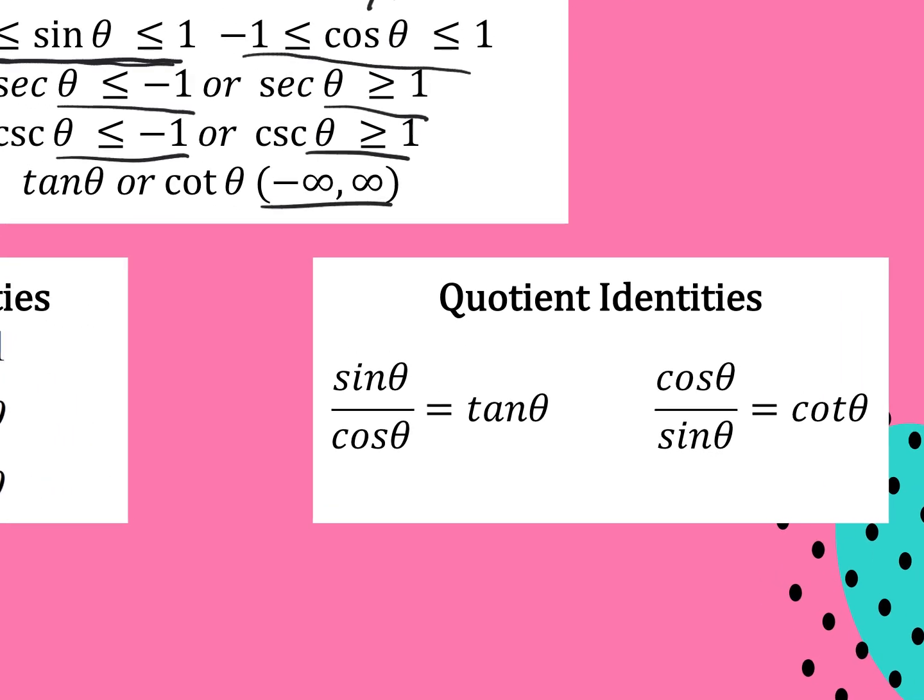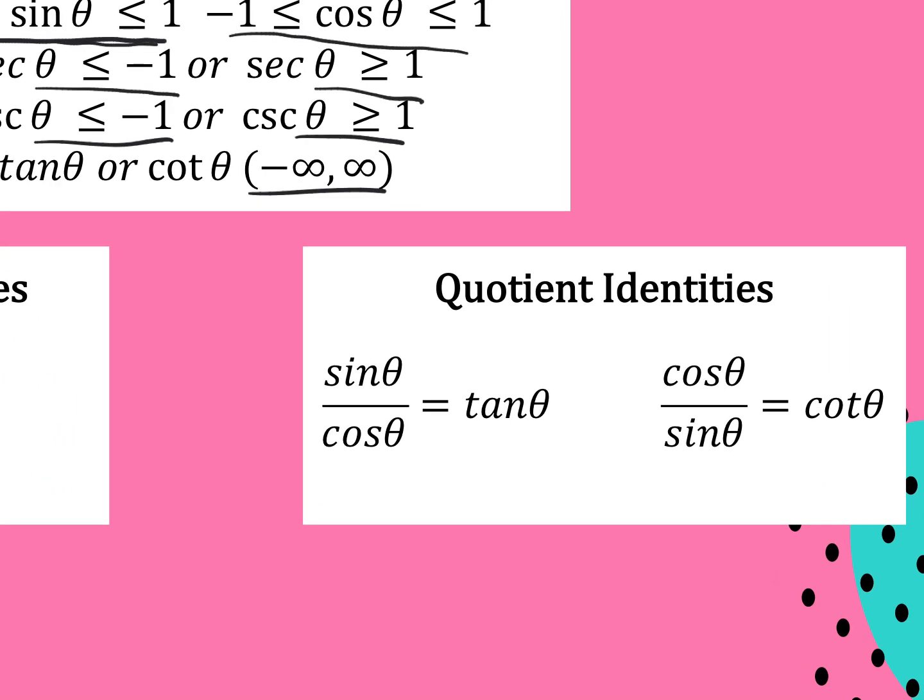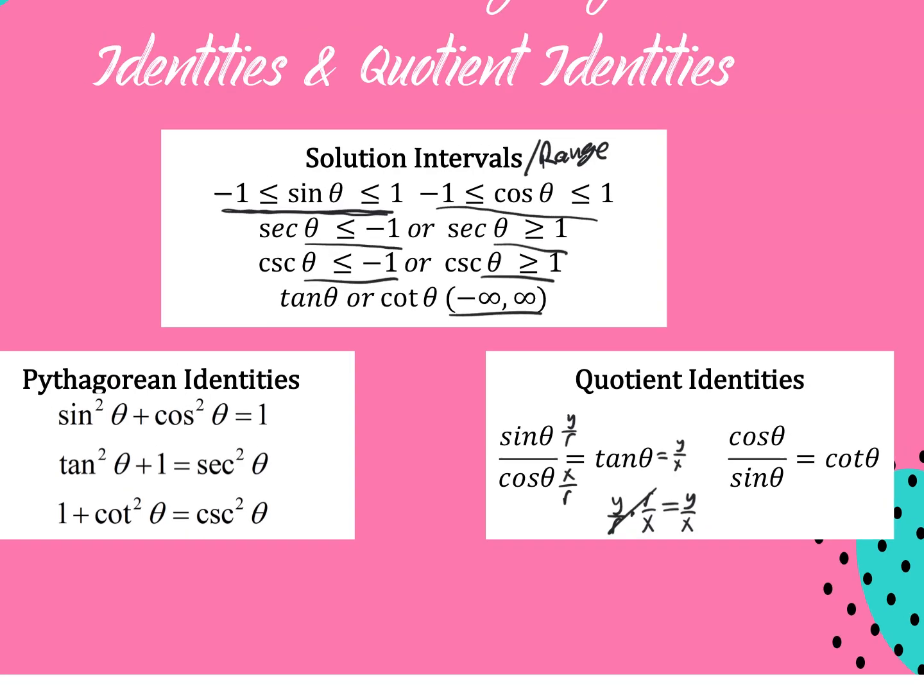This one I'll actually show you why it is the way it is. So sine, you know that's y/r. Cosine, you know that's x/r. When you divide, you keep, change, flip. y/r times r/x. The r's cancel and you get y/x, which you already know is tangent. And you can do the exact same thing to verify cotangent. Cotangent would be cosine over sine.